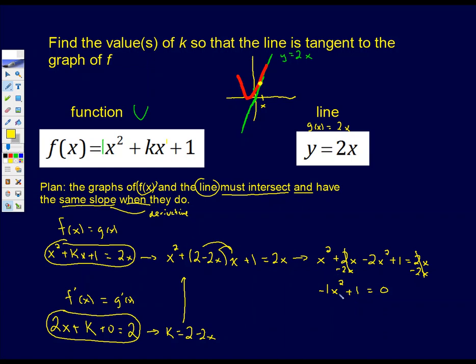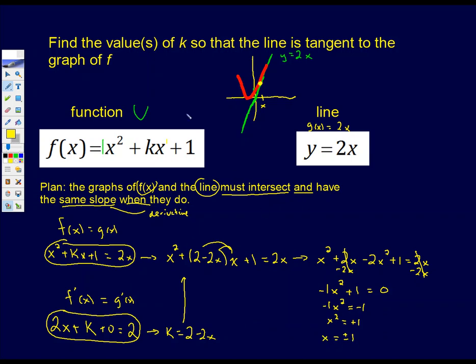And I don't even need to factor this. I can just solve for x squared by subtracting 1, dividing by negative 1, and then taking the square roots of 1 and saying x could either be 1 or it could be negative 1. So I was correct that there are actually two times this will happen.